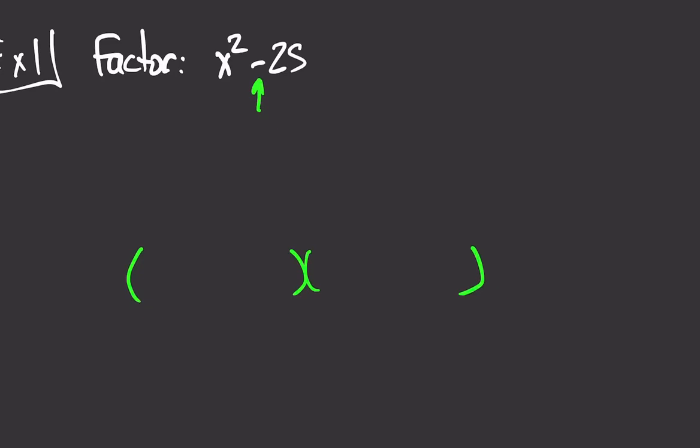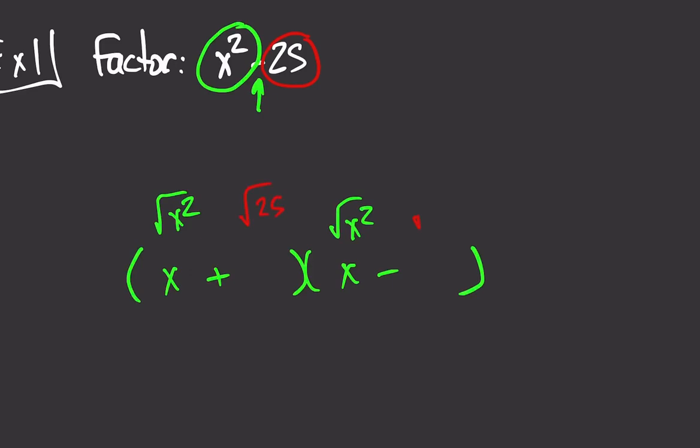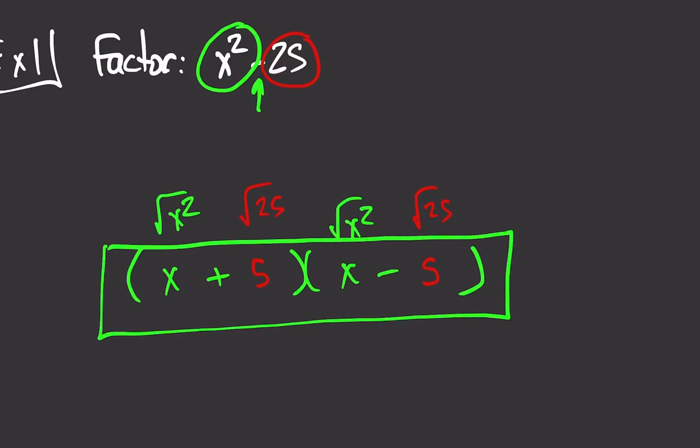Now, what goes in the parentheses is pretty easy. We're going to take the square root of our first term and put it in the first position. Now, the signs for the difference of two perfect squares are always different. It doesn't matter what order you put them in, but one's going to be plus, one's going to be minus. Then we take the square root of the second term, it doesn't have to be a number, and we put it here. So the final answer is simply going to be x plus 5 times x minus 5.